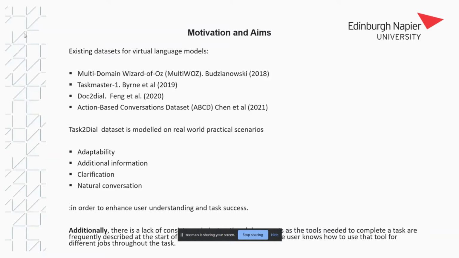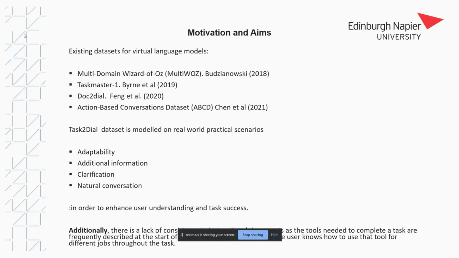So our motivation and aims. Existing models and data sets such as MultiWOZ, Taskmaster1, Task2Dial, and the action-based conversations data set are all data sets used in virtual models for things like online booking and reservation systems. The issue with that is they are highly structured, and highly structured data sets like that are not very useful in real world scenarios because the real world is highly variable.